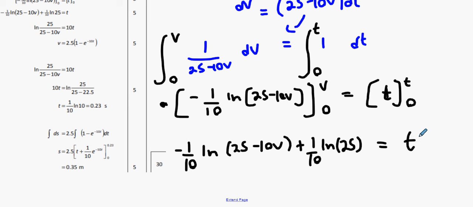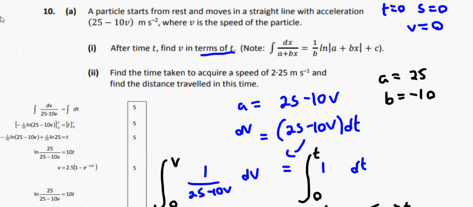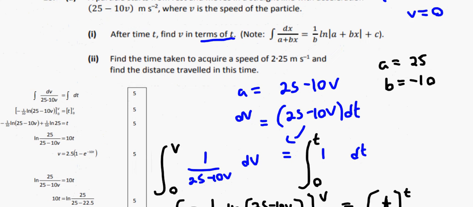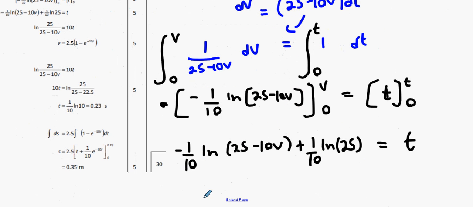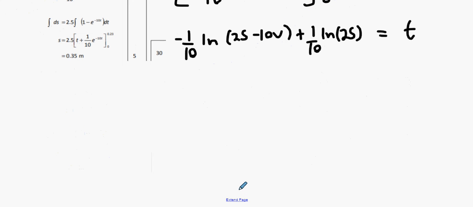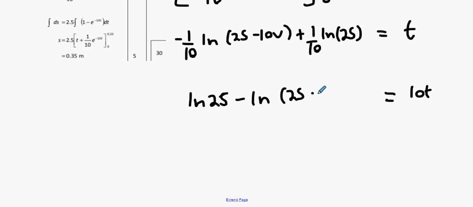Now once again, what does the question actually want from me? It wants v in terms of t. Think. Alright. I'm going to get rid of the tenths. So is everybody happy with that being 10t? And this being ln 25 minus ln of 25 minus 10v. Going to do the subtraction rule of logs, which turns out to be division. So it's going to be ln of 25 over 25 minus 10v.